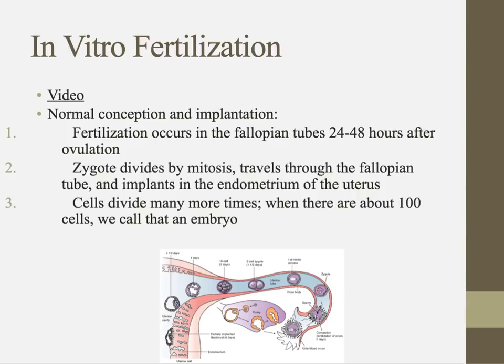Then that zygote, that fertilized egg, is going to copy itself until it's a big ball of cells. That big ball of cells, which we now call an embryo, is going to implant itself into the endometrium. And there, a normal pregnancy would ensue.